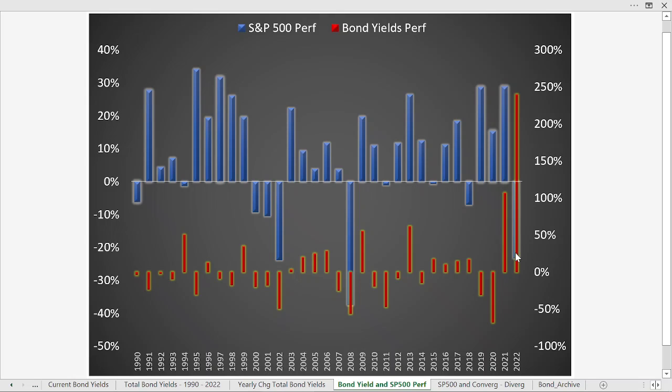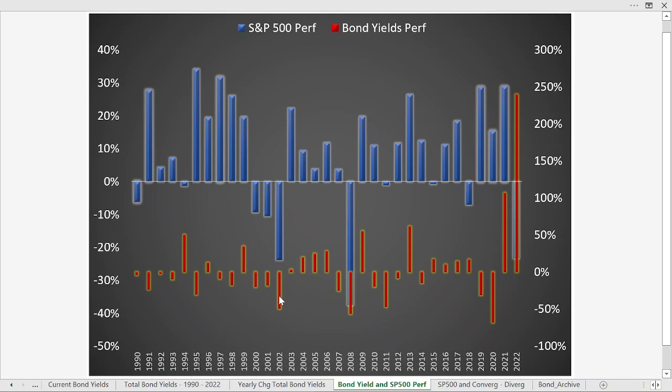Now, the red histogram bars show us the increase or decrease in the bond yields. Typically, we'd expect bond yields to move in the same direction as stocks, because in a good economic climate, stocks go up, and then the Federal Reserve obviously raises interest rates, which will send bond yields higher. And conversely, in bad years such as 2002, the S&P 500 went down and bond yields went down together.